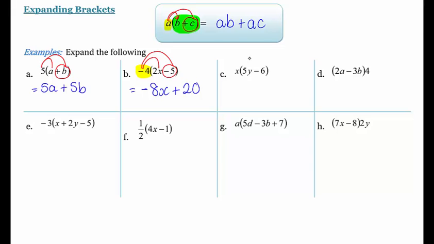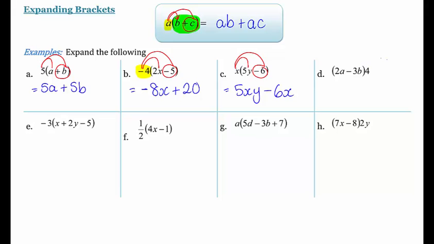Next, we have x times 5y. So that's 5xy. We write our variables in order of the alphabet. And then we have x times negative 6. Positive times a negative is a negative, and 6 times x is 6x.